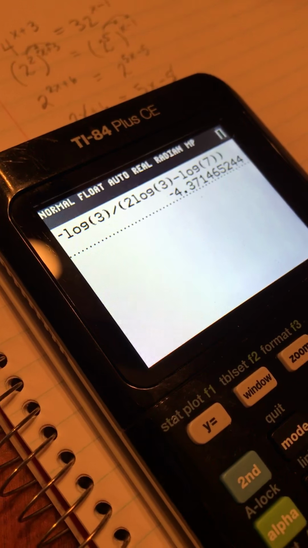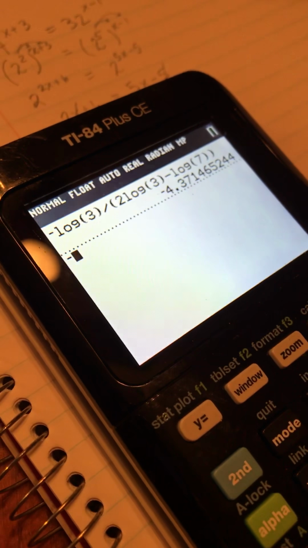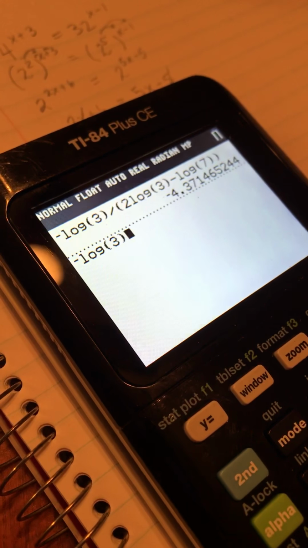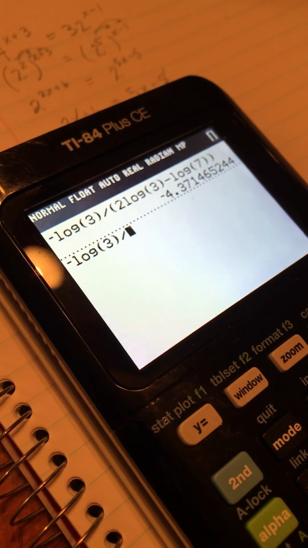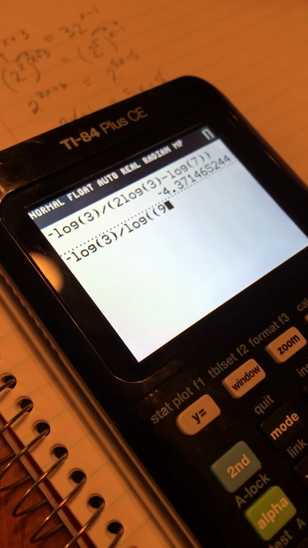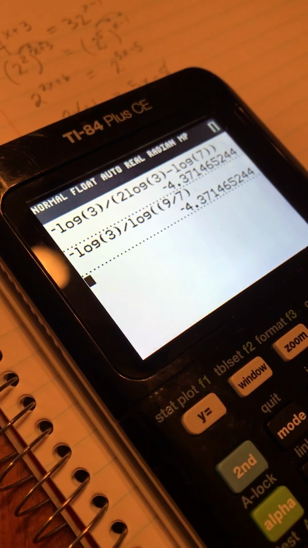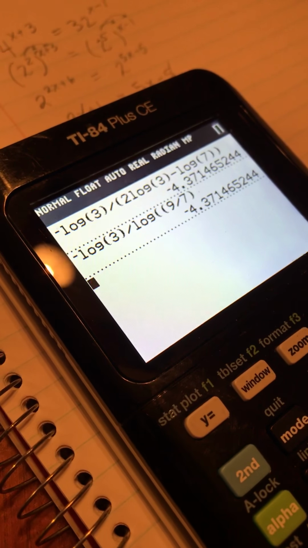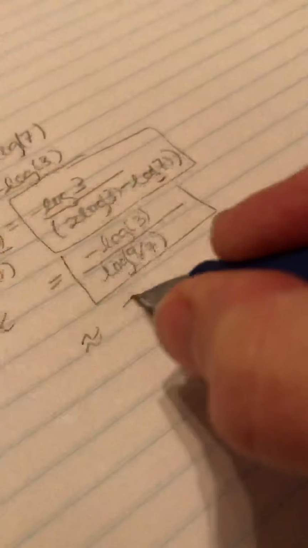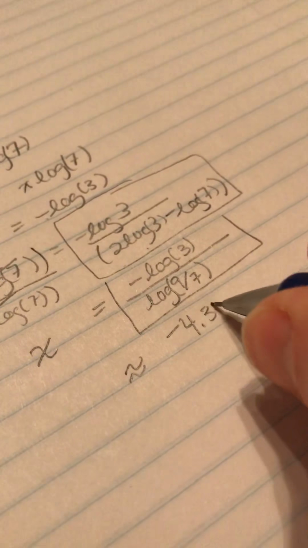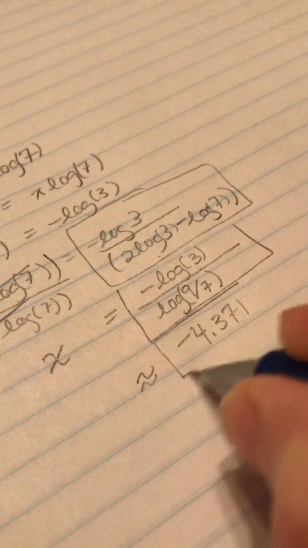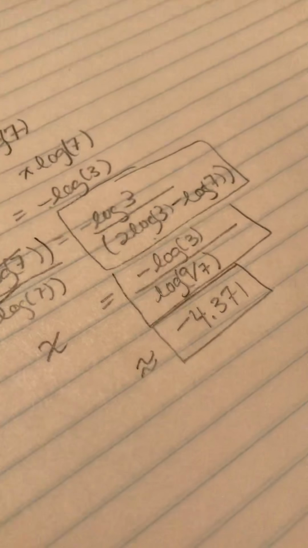All right, of course that's the same thing as negative log of 3 divided by log of 9/7 using properties of logs. So the approximate decimal is negative 4.371. And then you can just round to however many decimal places are requested.